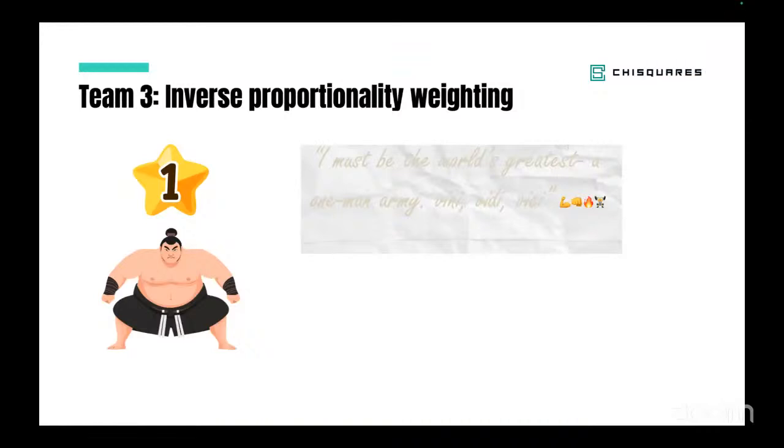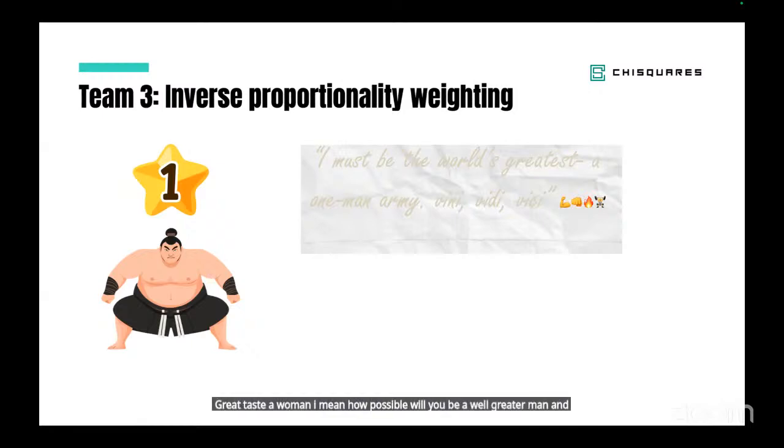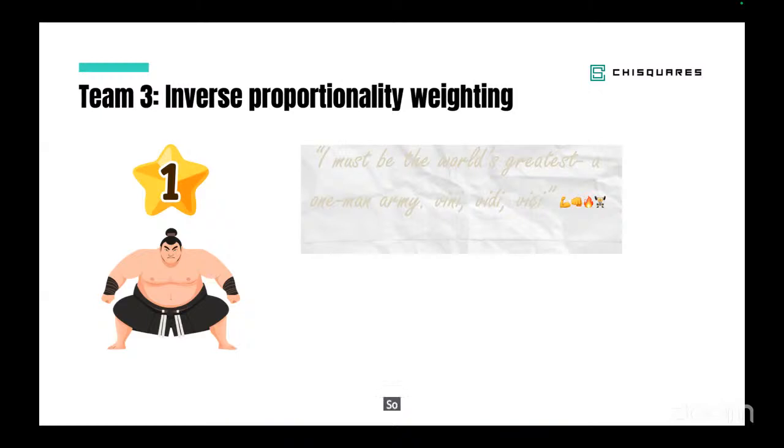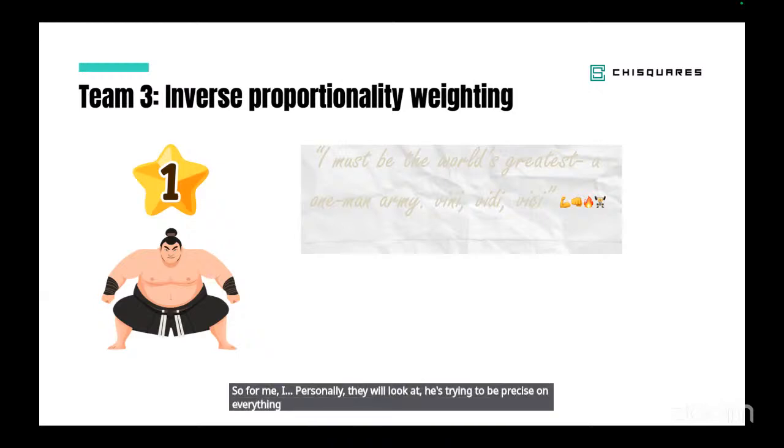Amos. So, looking at what he wrote, saying, I must be the world's greatest woman, how possible will you be the world's greatest man and become a woman? I mean, normally, he's trying to be precise and just referring to himself based on what he thinks. He's not trying to look at the proportionality within it. So for me, I would say he's trying to be precise in everything he does. Okay, thank you very much.